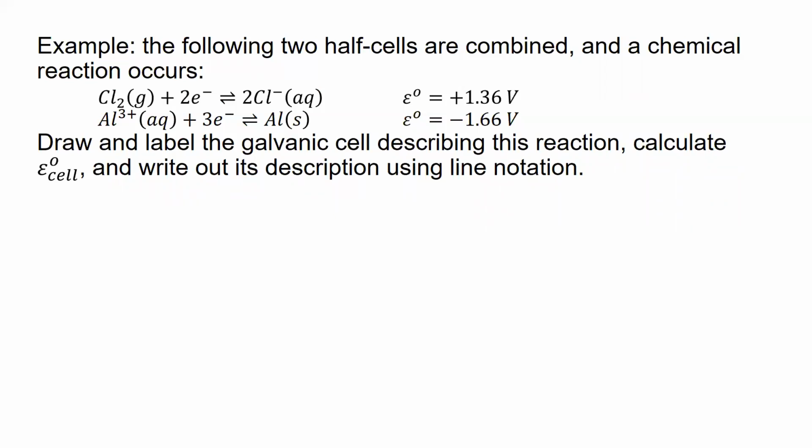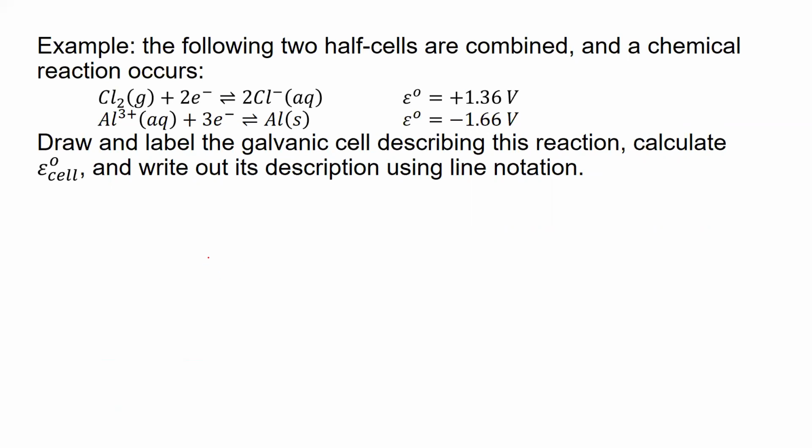So here we have an example that says the following two half cells are combined and a chemical reaction occurs. Here we want to draw and label the galvanic cell, and we're going to describe the reaction that occurs. Remember, they're separated in separate compartments, and we need to make sure we have the right components in each of those compartments. Then we're going to calculate the potential of this cell. And the last thing we'll do is write out the line notation for this cell.